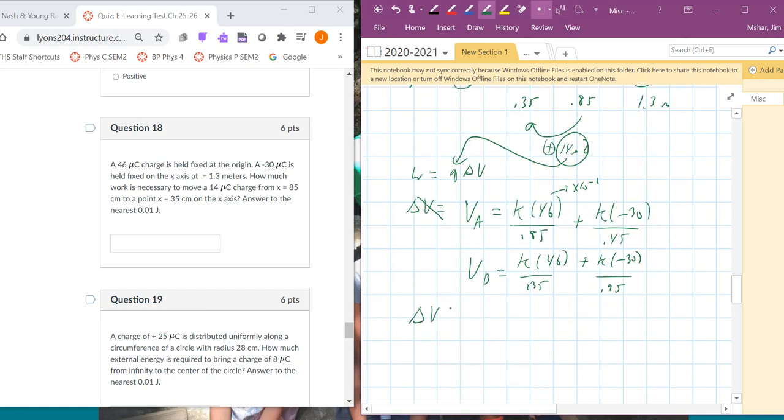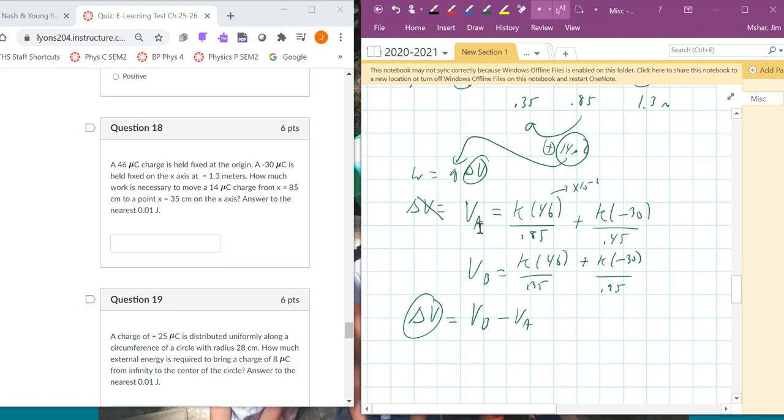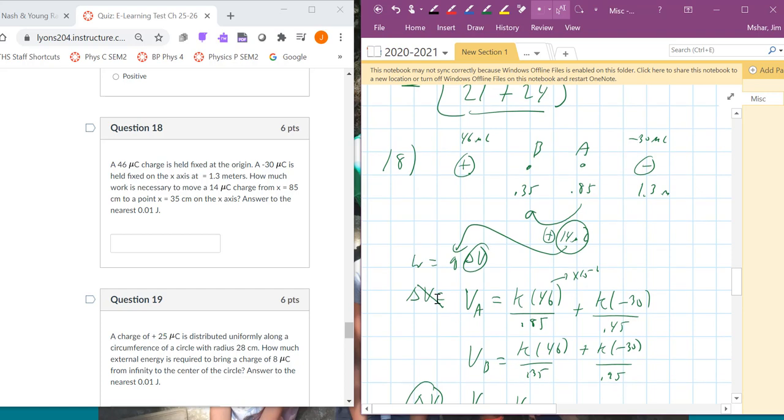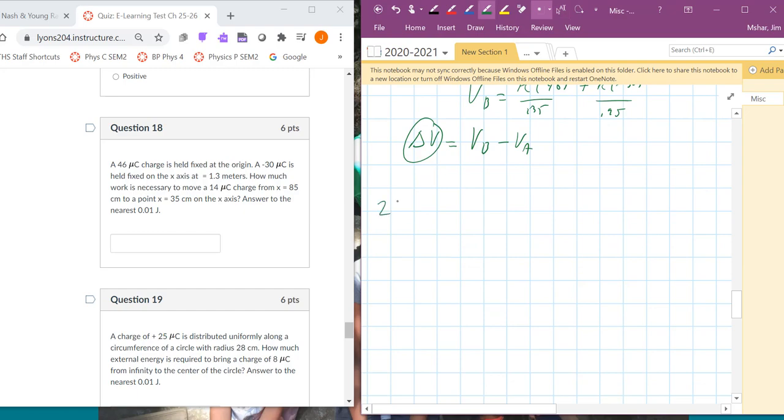Then you would calculate your change in voltage by doing the voltage at B minus the voltage at A. And that would be positive, by the way. Once you got that number, you would plug it in right there, and you would get your work done to move that charge from point A to point B. So you had to find your two voltages at each point, and then you do work equals Q delta V. The final one that was missed frequently was number 21.